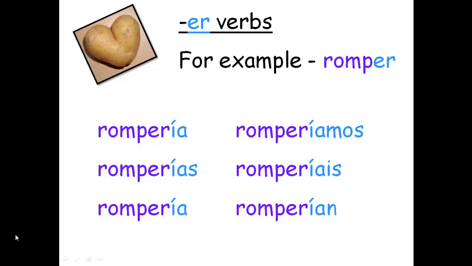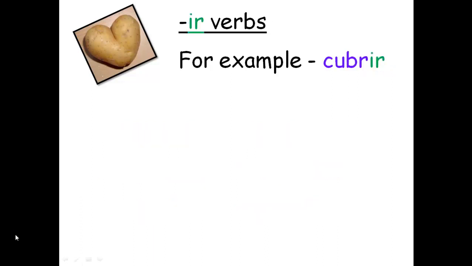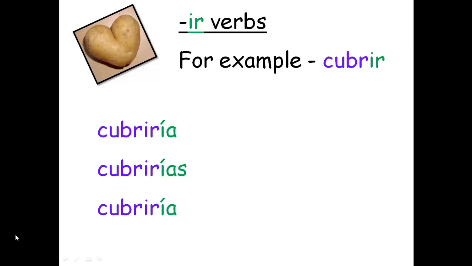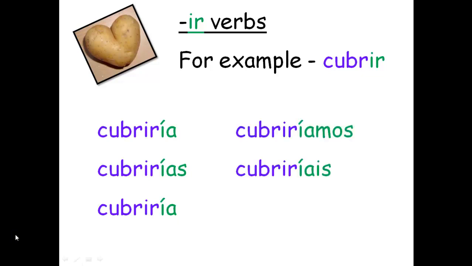Okay, let's look at a regular IR verb. Let's look at cubrir, which is to cover. So I would cover is cubriría, you singular would cover is cubrirías, he, she, or it would cover is cubriría. Cubriríamos is we would cover, cubriríais is you would cover, and cubrirían is they would cover. Again, look, IR, I haven't cut anything off, I've added these endings on: ía, ías, ía, íamos, íais, ían.